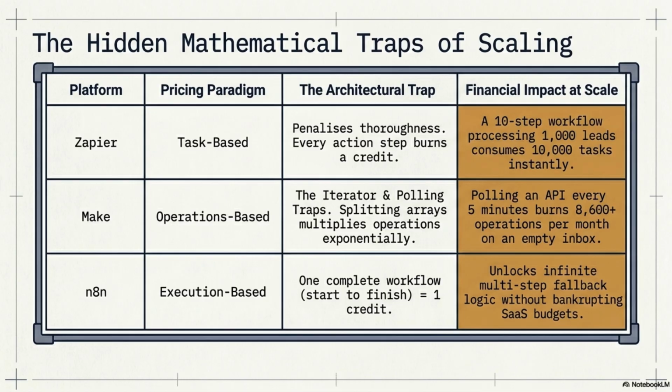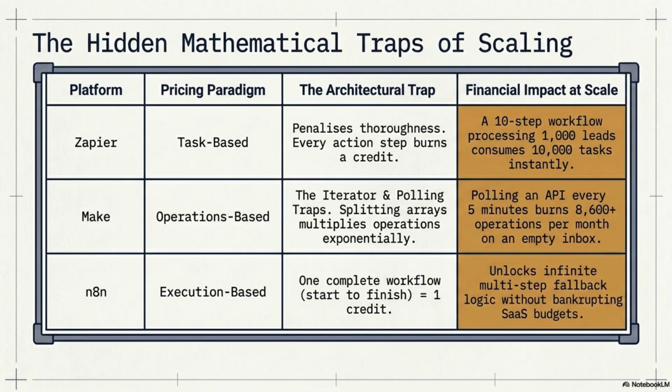Precisely, which is why n8n's execution-based pricing model fundamentally changes how you design systems. How so? Well, n8n counts an entire workflow from start to finish as one execution. Wait, really? The whole thing? The whole thing. A simple 2-node workflow routing a lead, and a massive 30-node workflow with iterators, external database queries, and custom JavaScript. They both cost exactly 1 execution credit. That is wild. So you don't have to ration your logic.